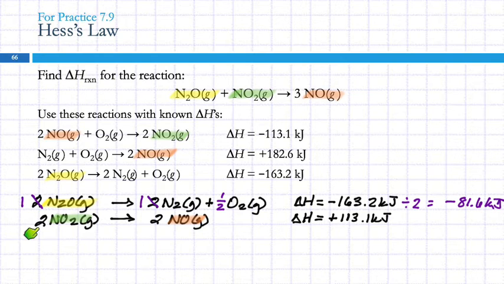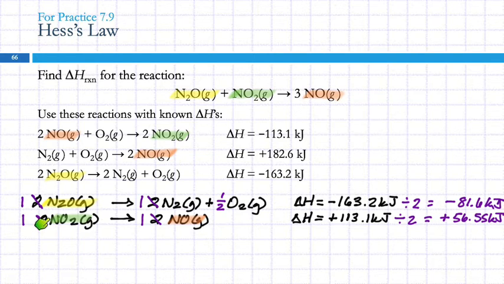Is this the right coefficient for this? No. I need to divide by 2 again. So I'm going to divide this by 2, that makes that 1, and divide this by 2, and that makes that 1. And then I'm going to divide this by 2. 113.1 divided by 2. So this is 56.55 kilojoules. And that one's positive. Okay.